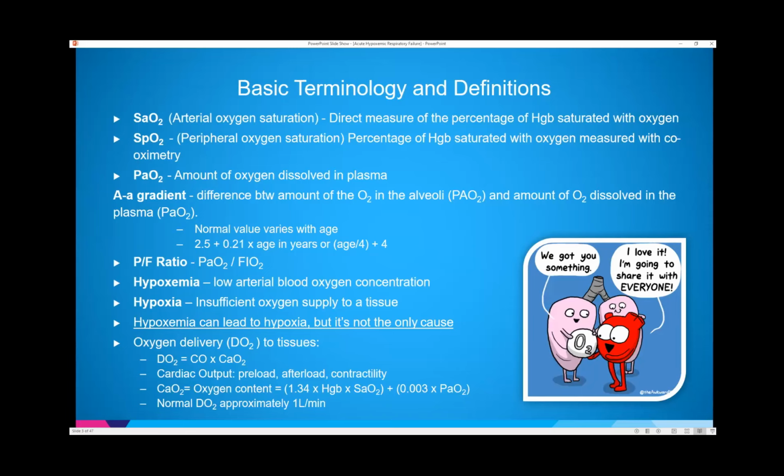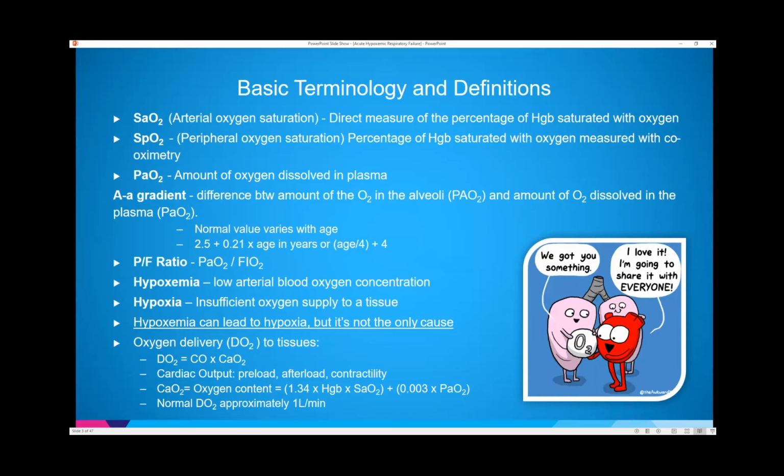and also vice versa. You can have hypoxia, so lack of supply of oxygen to a tissue without hypoxemia. And a classic one is cyanide toxicity, where you can't utilize oxygen at the cellular level. So understand the differences between the two.